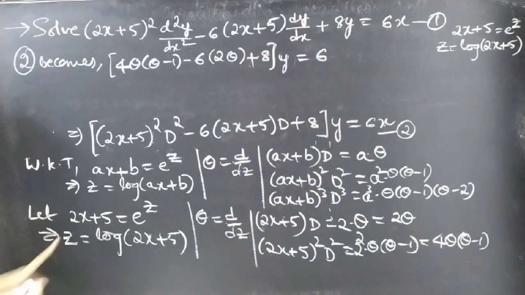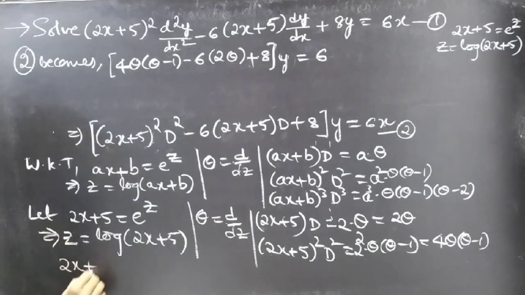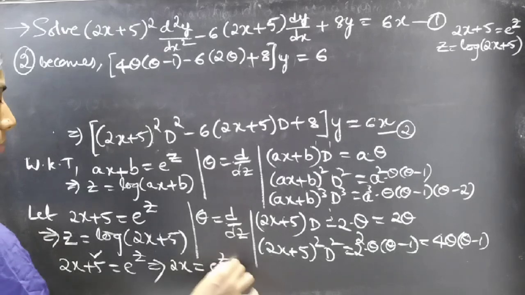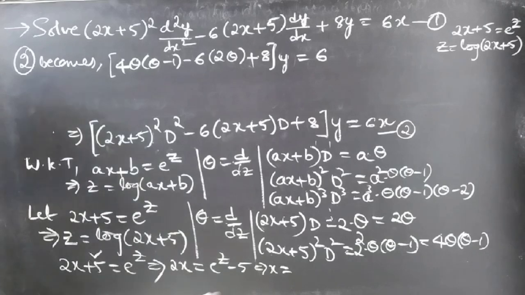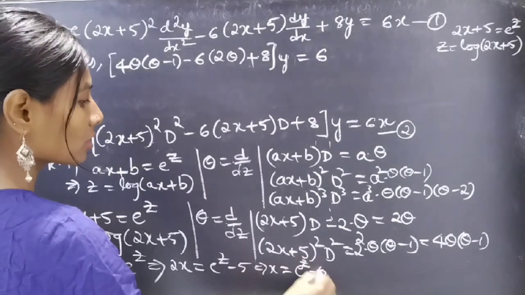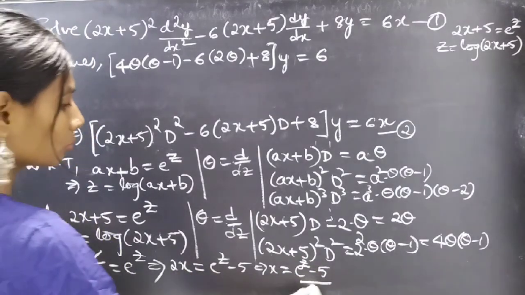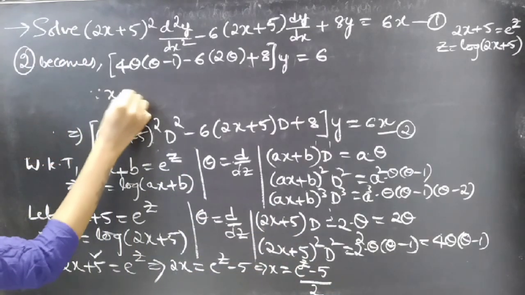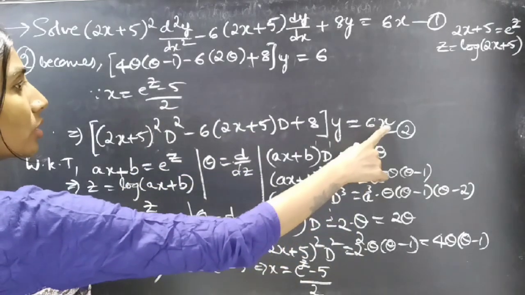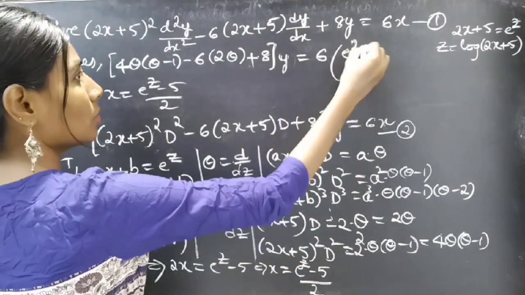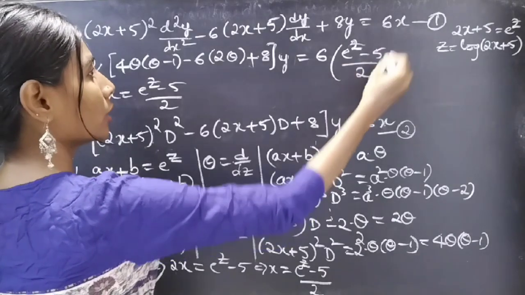You have to replace this x. Since 2x+5 = e^z, take the 5 to the RHS, then you get 2x = e^z − 5. From this you get x = (e^z − 5)/2. Since x = (e^z − 5)/2, we can replace this x by (e^z − 5)/2.